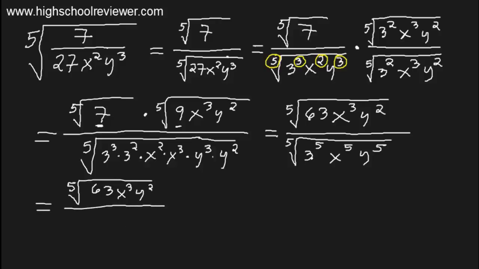The fifth root of 3 raised to 5 will be equal to 3. And the fifth root of x raised to 5 is equal to x. And the fifth root of y raised to 5 is equal to y. So therefore, the fifth root of 63 x cubed y squared all over 3xy is our final answer.